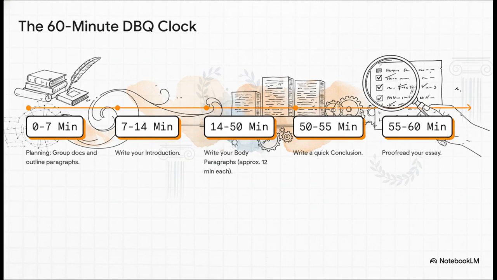Look at this. For the first 7 minutes, and I'm serious about this, don't even write a full sentence. Just group your documents and sketch out your TEA paragraphs. That planning time is without a doubt the most important part. Once that's done, you can dedicate focused time to writing each section because you know exactly where you're going. Sticking to a schedule like this takes away the panic and puts you in control.